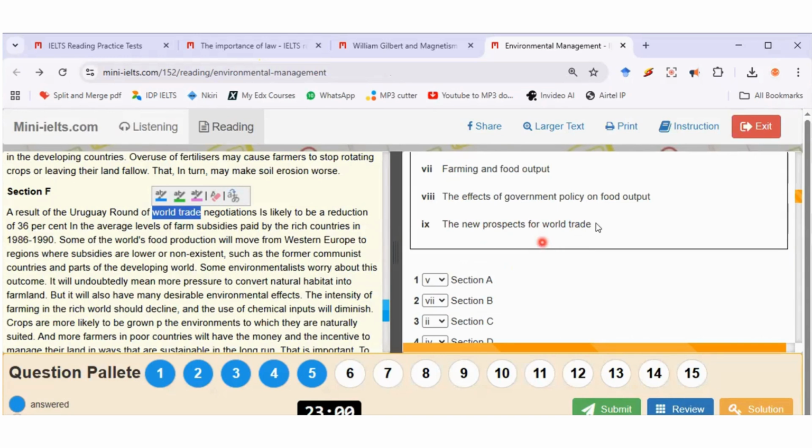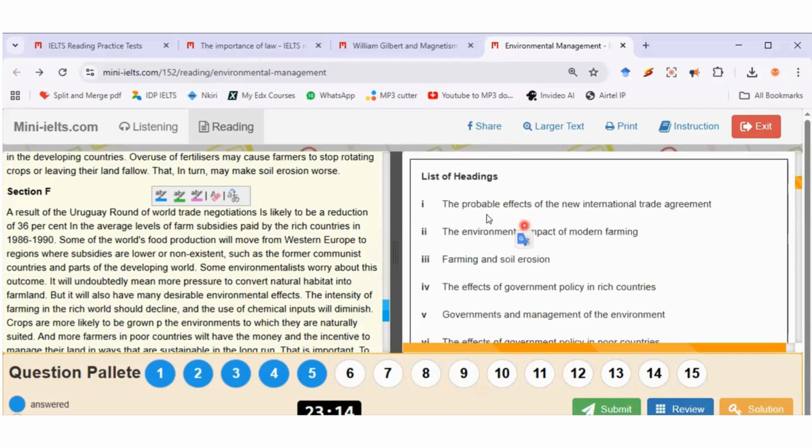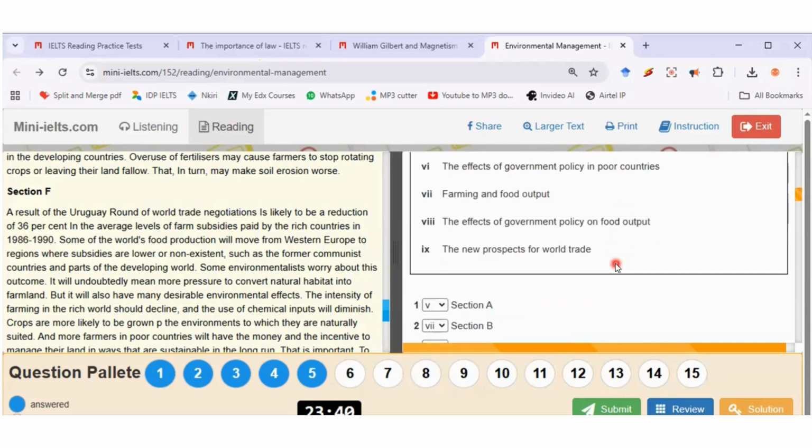As I said, the fact that you are seeing a word or a phrase in the heading does not mean that that is the answer. This issue of new prospects is not well defined, okay? But for number 1, it is better defined. Probable effects of what? International trade. Even though they did not use the word world, it's still the same thing as international. Okay? So these are things you look out for. You need to look out for all these kinds of traps when dealing with matching heading questions. I hope you guys get my point.